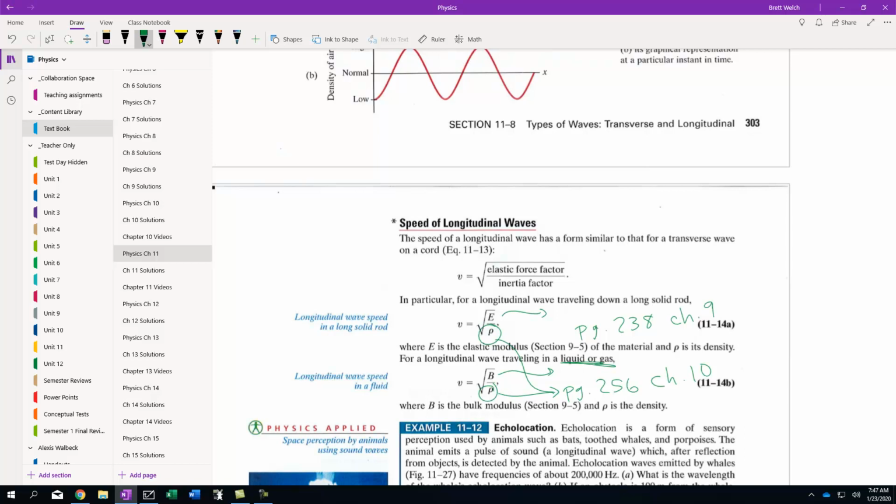Let's clean that up real quick. All right, so we've got different ways to calculate velocity. We can calculate the velocity of a wave by the wavelength times the frequency, or if we know it's a longitudinal wave, like a sound wave, we can check it using these two formulas here.